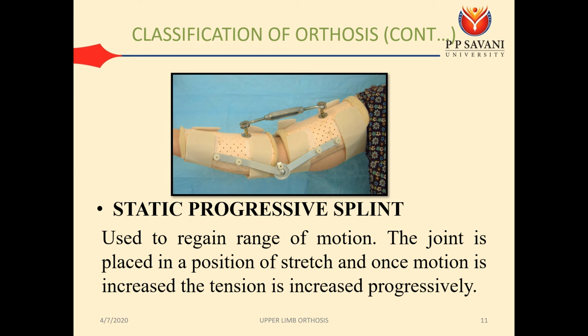Then static progressive splint, used to regain range of motion, again like the first. The joint is placed in a position of stretch, and once motion is increased, the tension is increased progressively. Same example, if we take, if extension is not there, there is a flexion deformity in the elbow. If you can see this example, this maintains the static position. So increasing the lever here will increase the range of motion and bring the arm into extension. So with time, with days and weeks together, slowly and steadily, complete full extension at the elbow can be achieved through a static progressive splint.